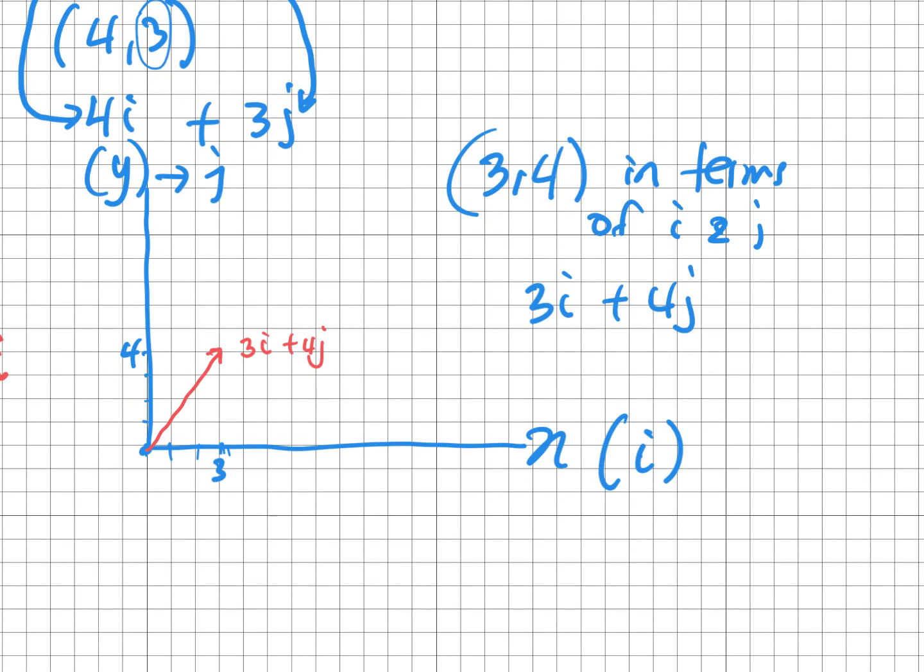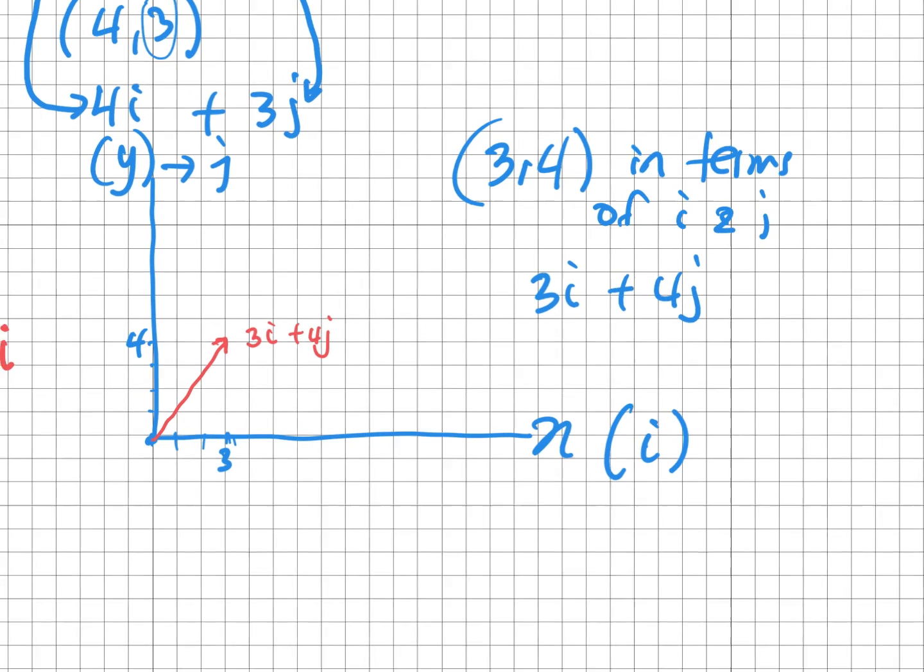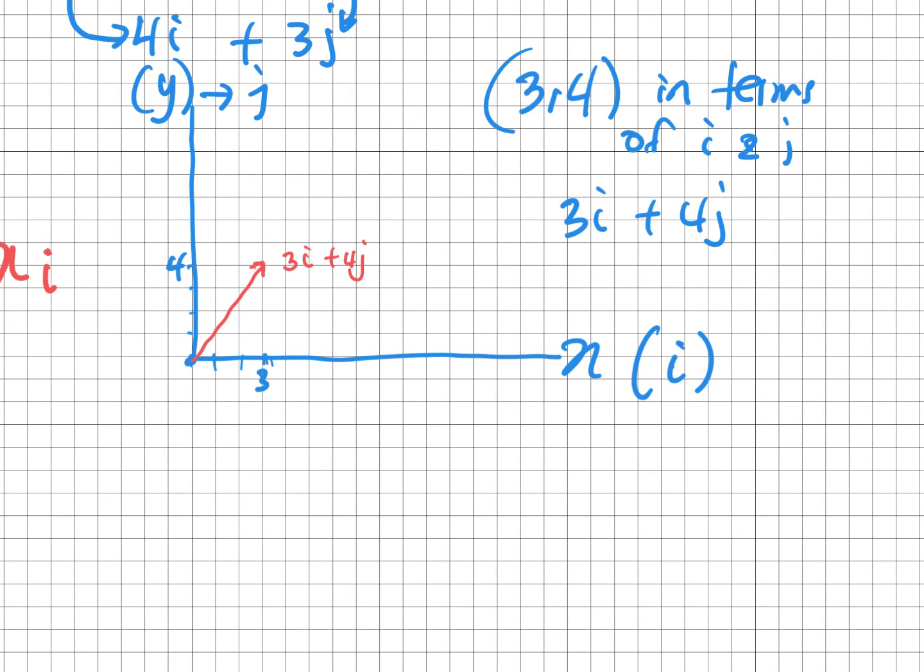Let's put one more. What if from the point of origin this time we are going to plot something in here? For example, we're going to plot in a different color this time. Let's say 6, negative 6. Example like that. So in terms of i and j, you're going to say 6i, since this is minus, minus 6j. This is what you're going to be plotting.